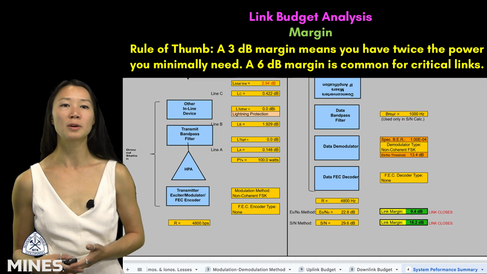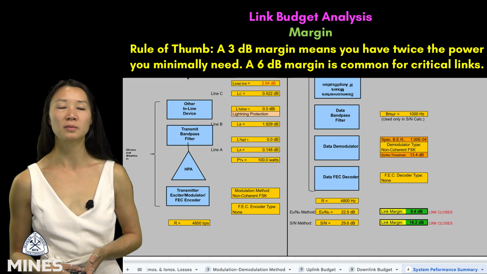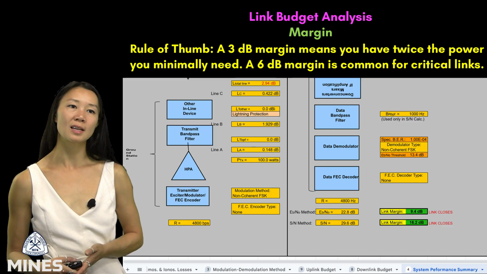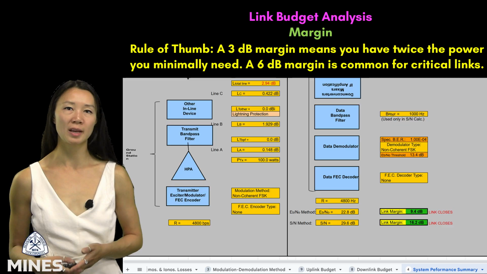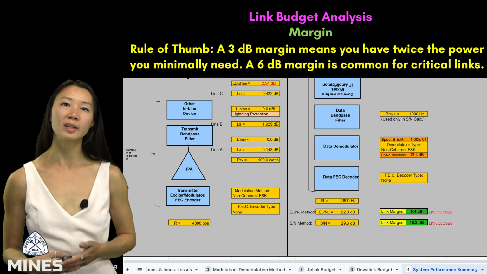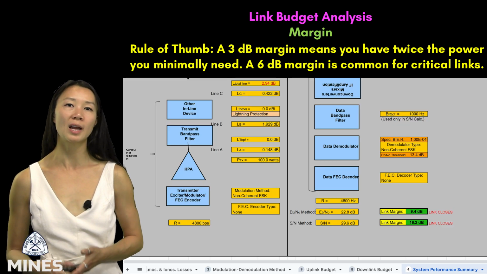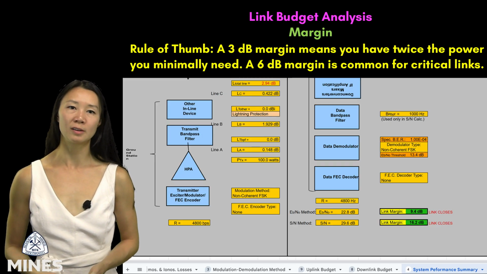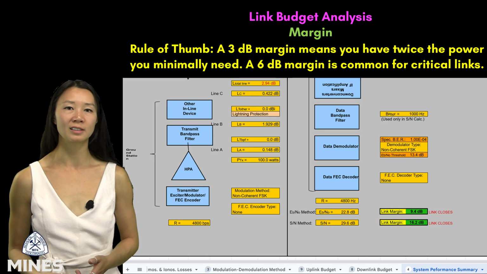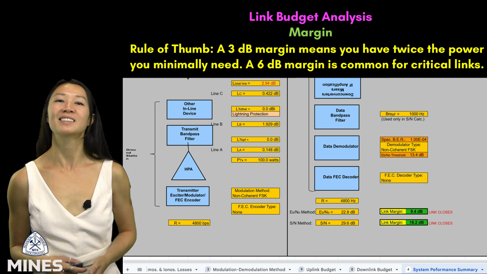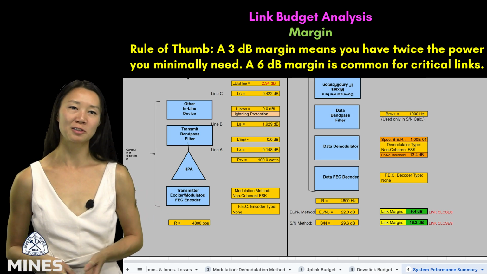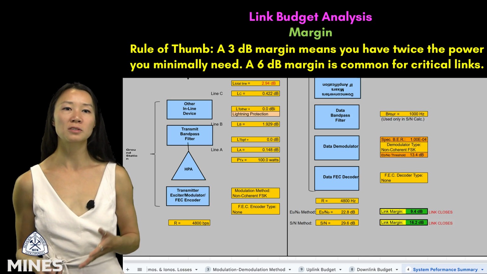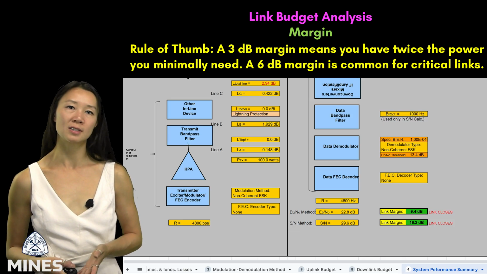A 6 decibel margin is common for critical links where reliability is non-negotiable. On the right side of the slide, you can see 2 margin outputs, one for EB over N naught and one for S over N. In both cases, the link margin is well above 0, so the spreadsheet tells us confidently, the link closes. That's great. This is the final checkpoint. If your link margin is negative, or even just razor thin, it's time to revisit the design.